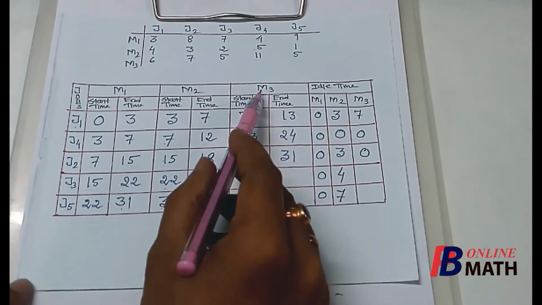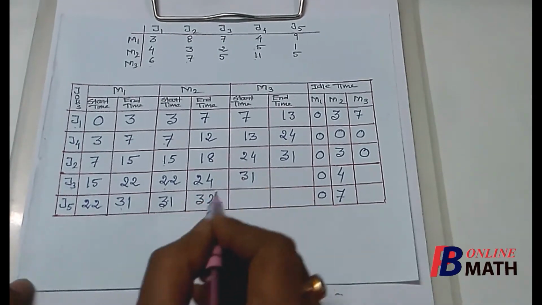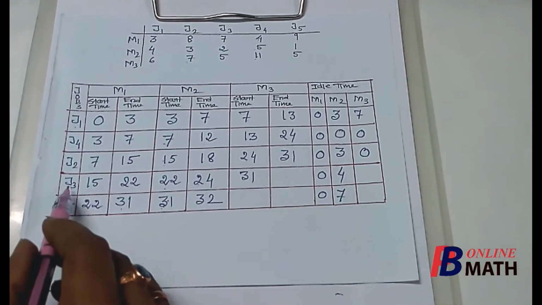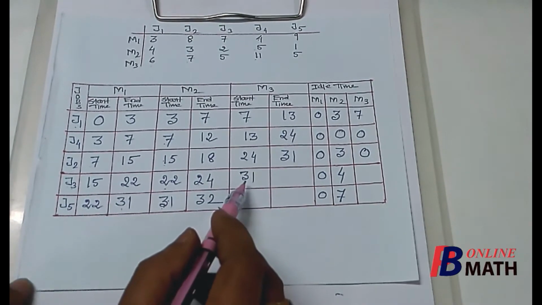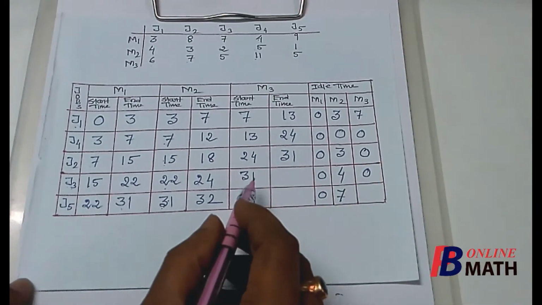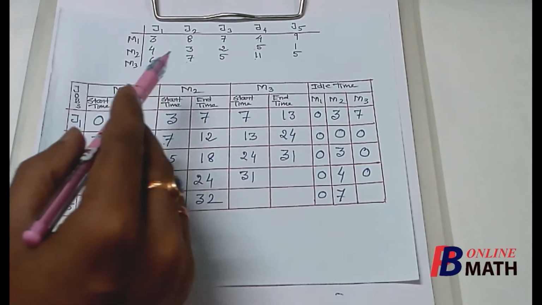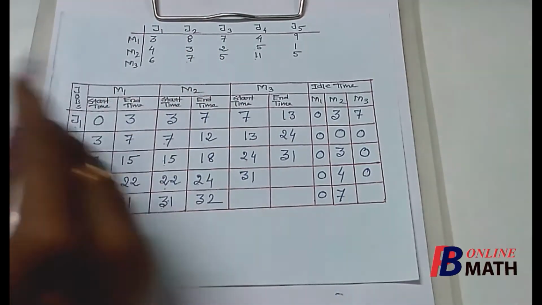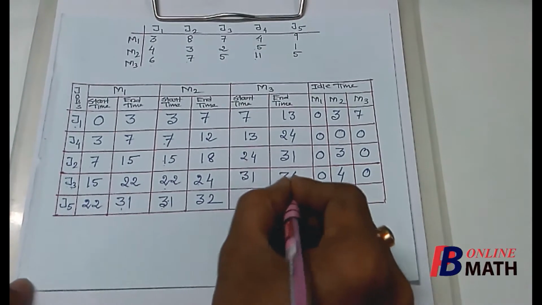Now the machine M3 is ready to take the next job after 31 units of time. By the time, the job J3 is already available to be processed on M3. So the machine does not remain idle here, and the job J3 takes 5 units of time to be processed on machine M3. So the end time is 31 plus 5, which is 36.